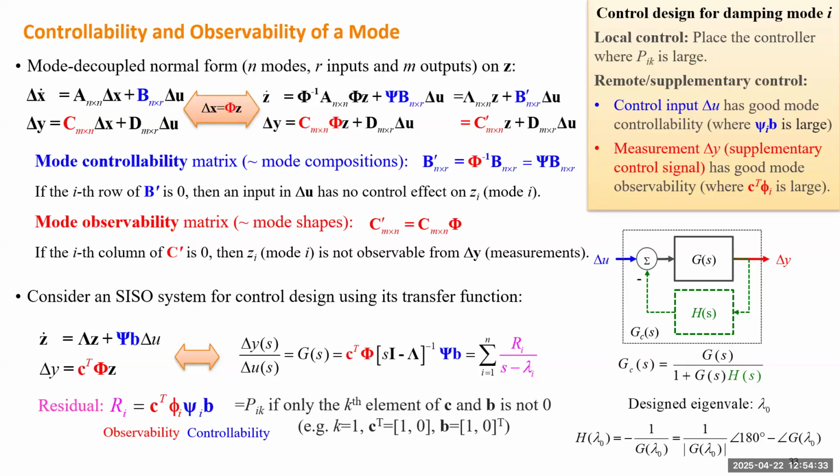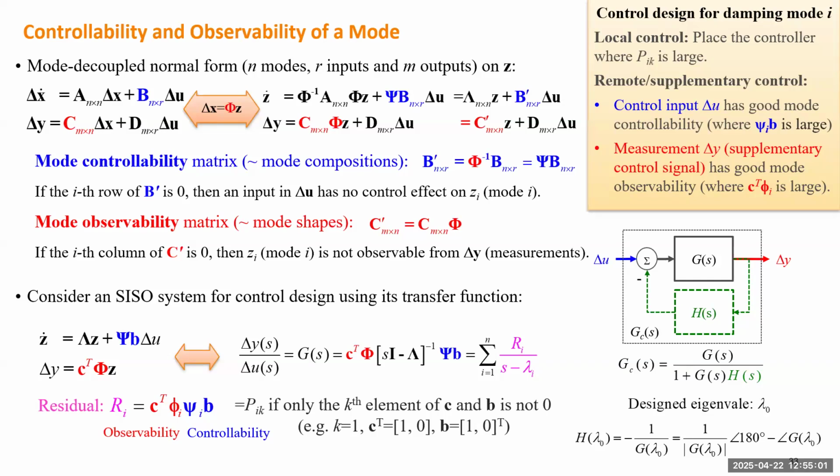So first, let's finish the last two slides from the small signal stability section. We didn't finish due to some technical issues last week. So this slide summarizes the method to place controllers for damping controls to improve small signal stability.